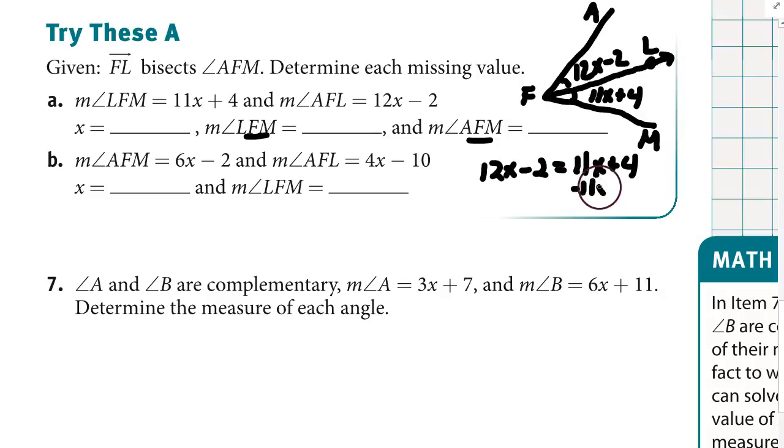First step, subtract 11x from both sides. 12x minus 11x is x.